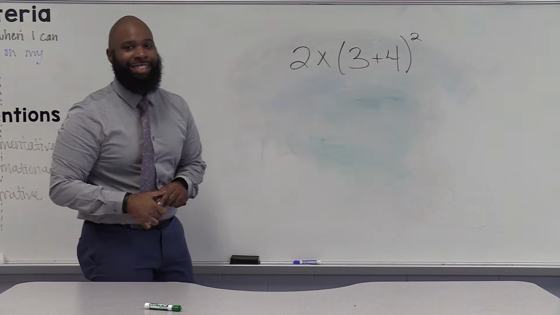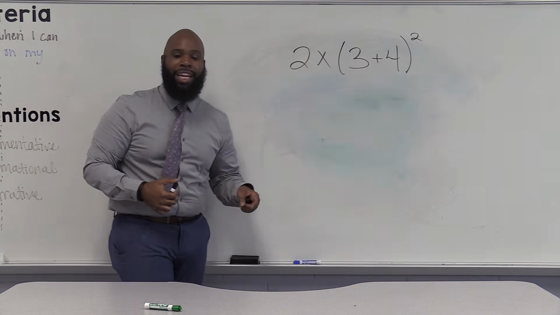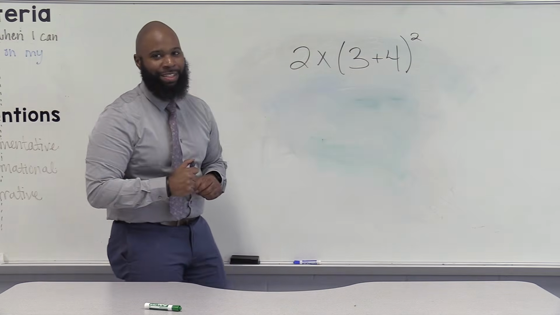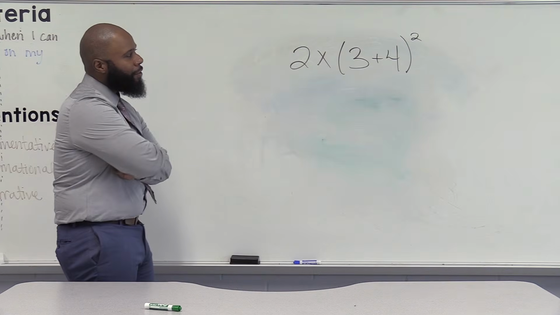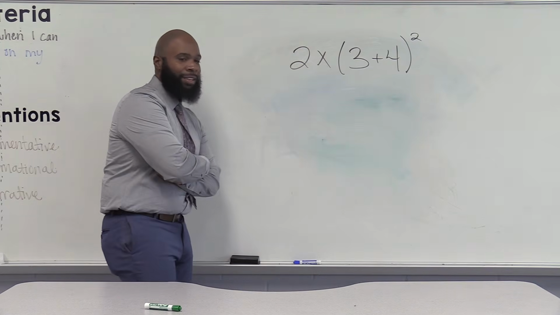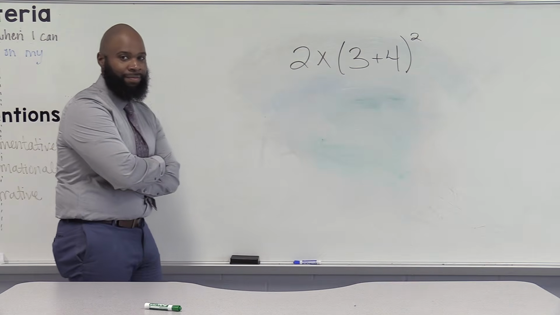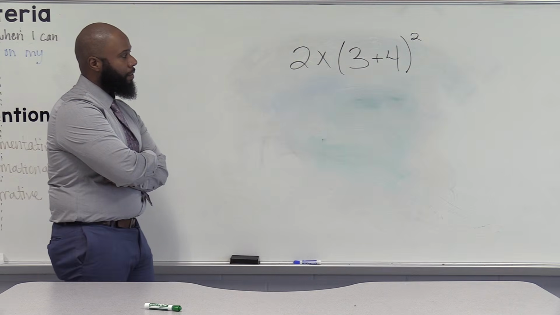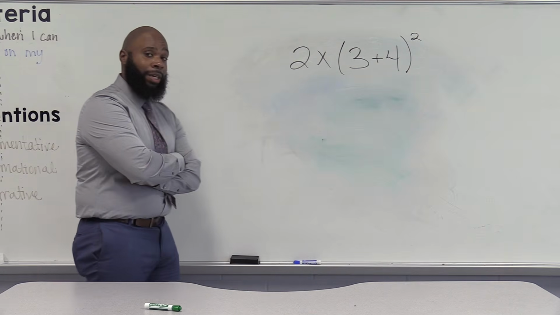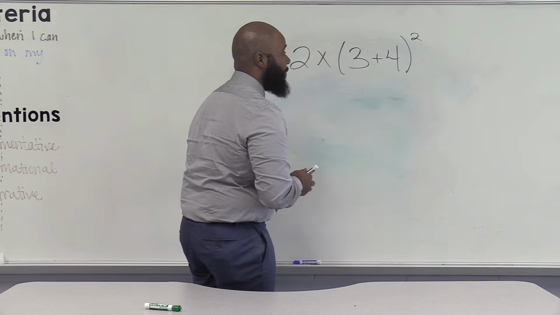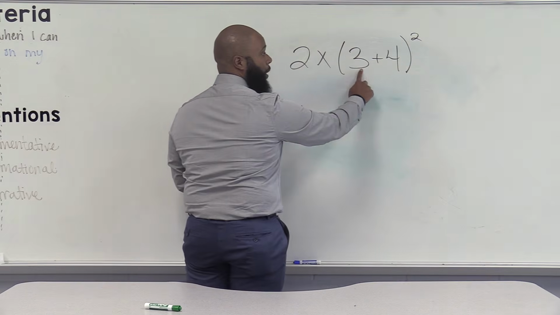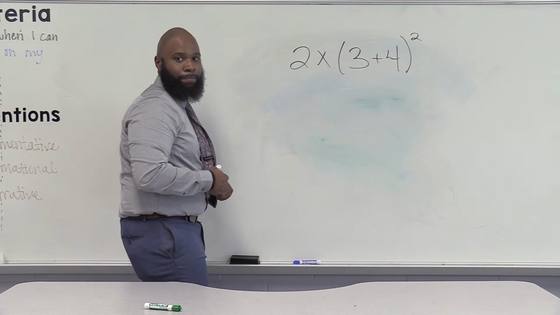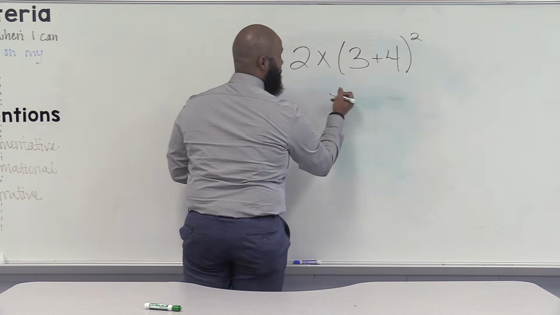Oh, I want you to think about this. What do you think will happen when the exponent is outside the parentheses? What should we evaluate first? I'm going to give you a second to think about that. What should we evaluate first with the exponent being outside of my parentheses? So knowing that I solve what's inside of my parentheses first, I'm still going to solve 3 plus 4 first. Well, what's 3 plus 4? It's 7.